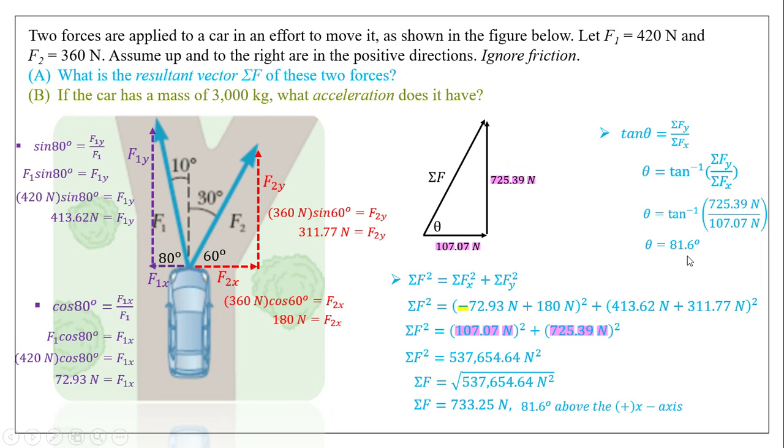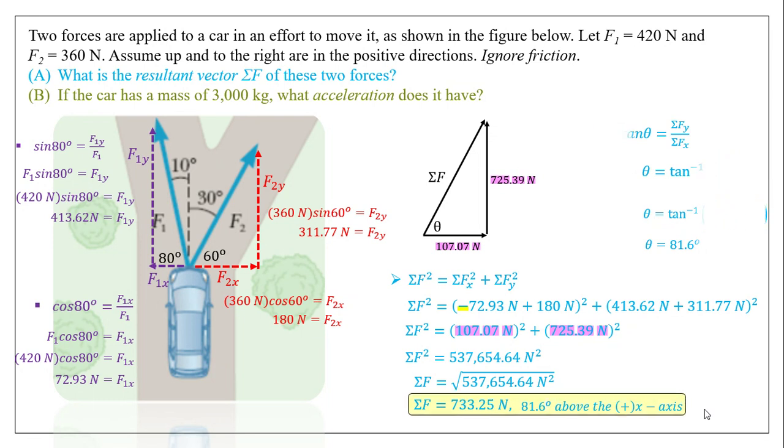Therefore, my overall final answer is net force, the resultant vector, is 733.25 newtons, and that is 81.6 degrees above the positive x-axis. Or you can say 81.6 degrees northeast. That would be the proper way to express the net force there. Okay. Now, part B says, if the car has a mass of 3,000 kilograms, what's the acceleration?